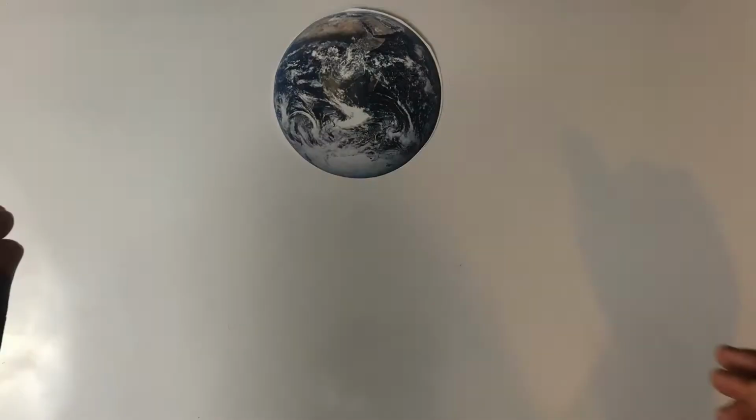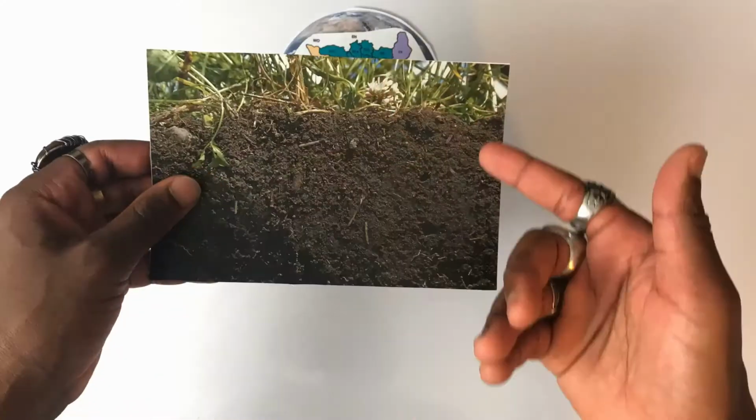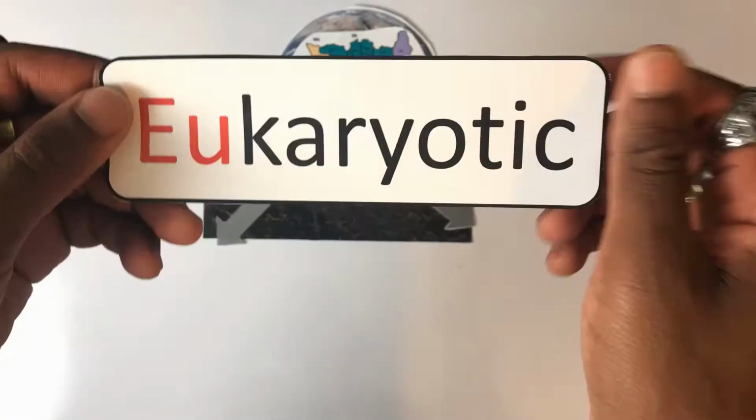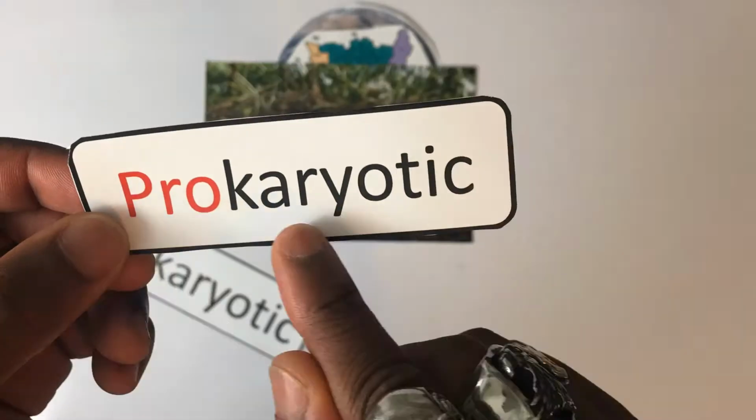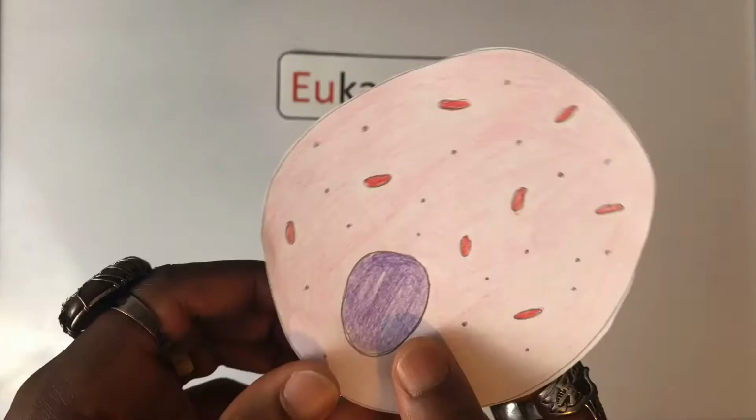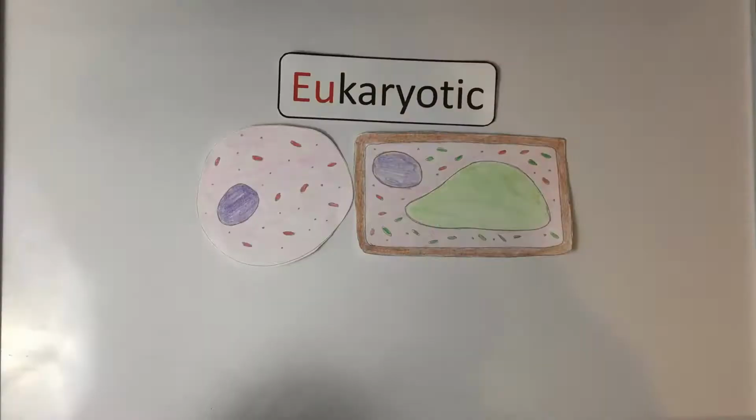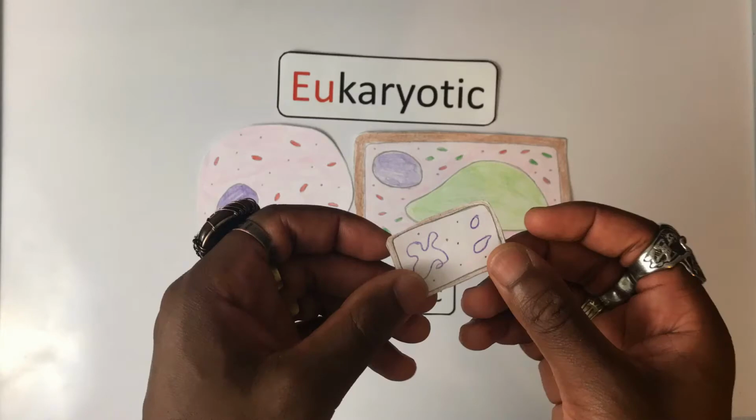Earth is mad. Regardless of where you are or what postcode you rep, look around and you'll clock eukaryotic and prokaryotic cells. Now you need to know two eukaryotic cells, animal cells and plant cells. Prokaryotic cells, as you can see here, are bare small, so let me make this a bit bigger.